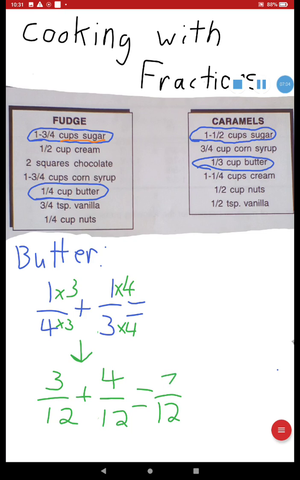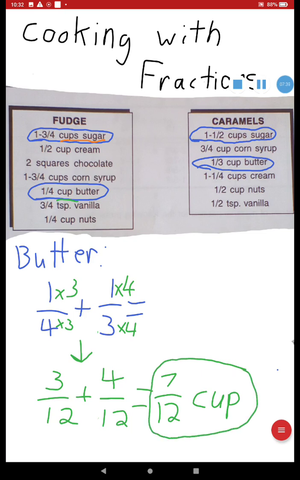I get 7. All right, now can I simplify? Can 7/12 be simplified? No, it can't, because 7 is prime, and 7 does not fit into 12 equally. So now I can go right into writing my label. What should the label be? Cups. 7/12 of a cup. That is how much butter you'll have to make sure you buy.